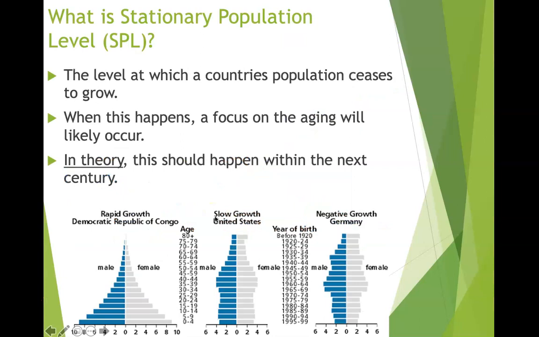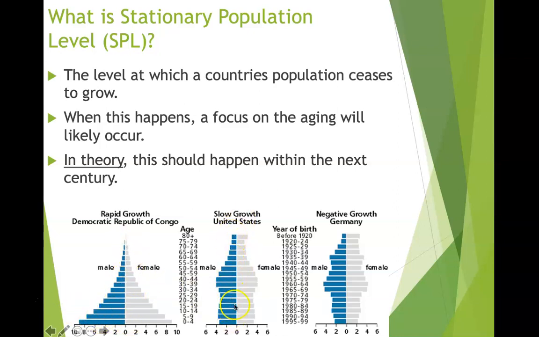All right, which leads us to SPL, our last concept here. Stationary population level, the level at which a country's population ceases to grow, right? You will see a focus on aging when this occurs. This should happen in the next century if everything goes according to plan. But again, we look at places like the Congo, right? This population pyramid, which we'll learn about in our next section, you're going to see a lot of young people and not a lot of old people.